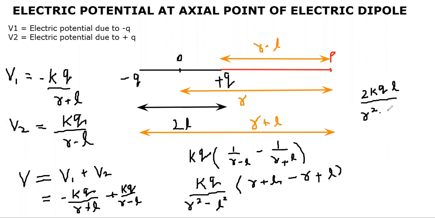Now if you remember dipole part, there was a formula which was Q into 2L. That was the dipole moment. So this can be written as K, this part 2QL becomes P, that is dipole moment. Kp divided by R square minus L square. So this is the formula of potential at axial point. Now if dipole is very small, that means L square would be neglected. So the final answer for short dipole would be V is equal to Kp by R square. This is the final formula of electric potential at axial point of dipole.